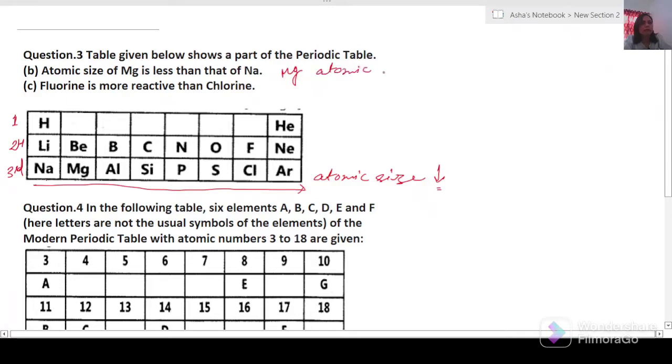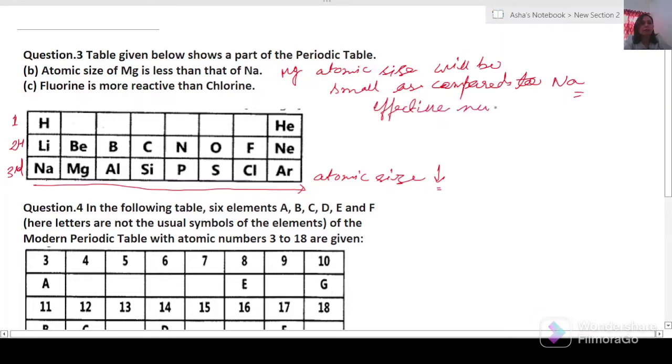Magnesium atomic size will be small as compared to sodium, because of effective nuclear charge which is getting increased. Effective or the total nuclear charge, you can also write that word. Effective nuclear charge increases. Okay, fluorine is more reactive than chlorine.